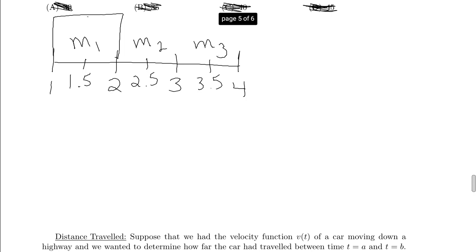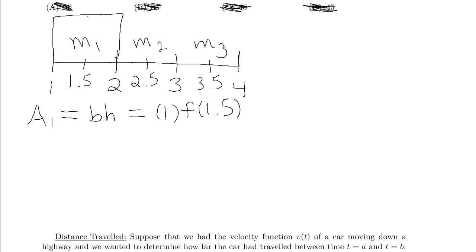So our first area, area 1, is going to be base times height. Well, what's the base length of each of these rectangles? Each one is of length 1 because we took an interval of length 3 and we divided it into 3 equal pieces. So our base length is 1 again. And for our height, we want to take f of 1.5. So when we take 1.5 and plug it in, we have 2 times 1.5 squared plus 4 times 1.5. And we end up with 10.5.